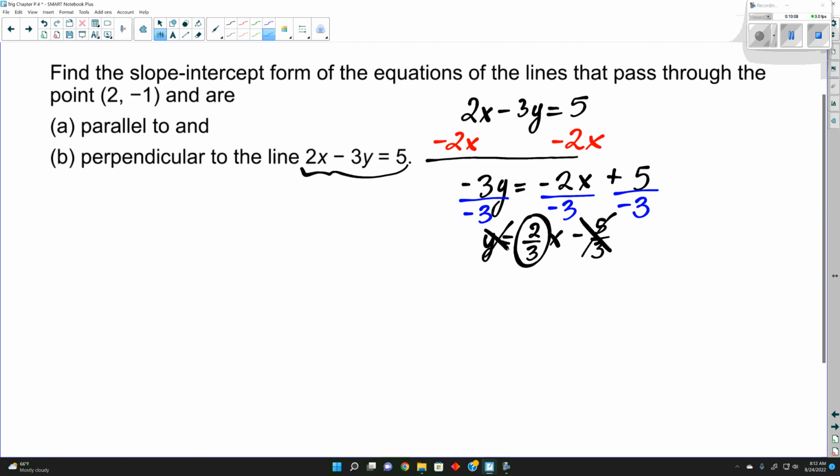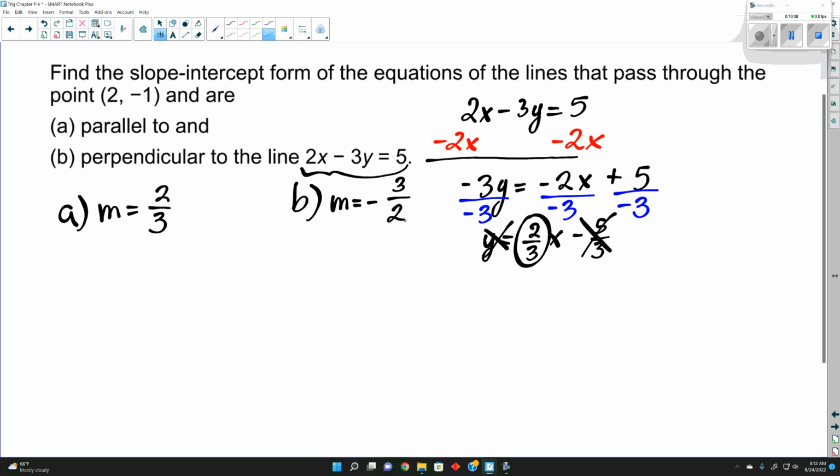Because for parallel, our new slope is 2/3. For perpendicular, we change and flip. So for perpendicular, since it was positive, it's now negative. Since it was 2/3, it's now 3/2. All right, we don't even need that anymore. I just need to find the slope.